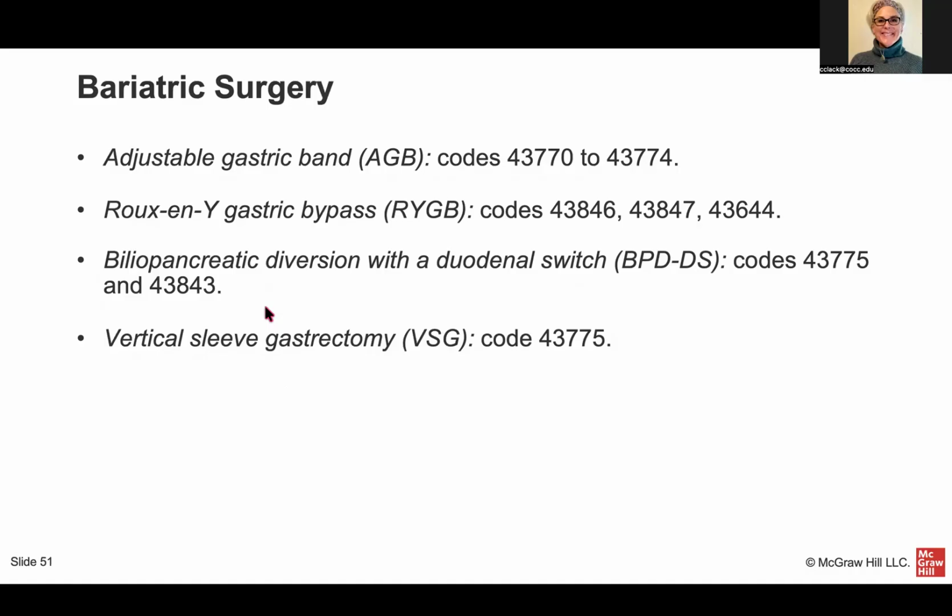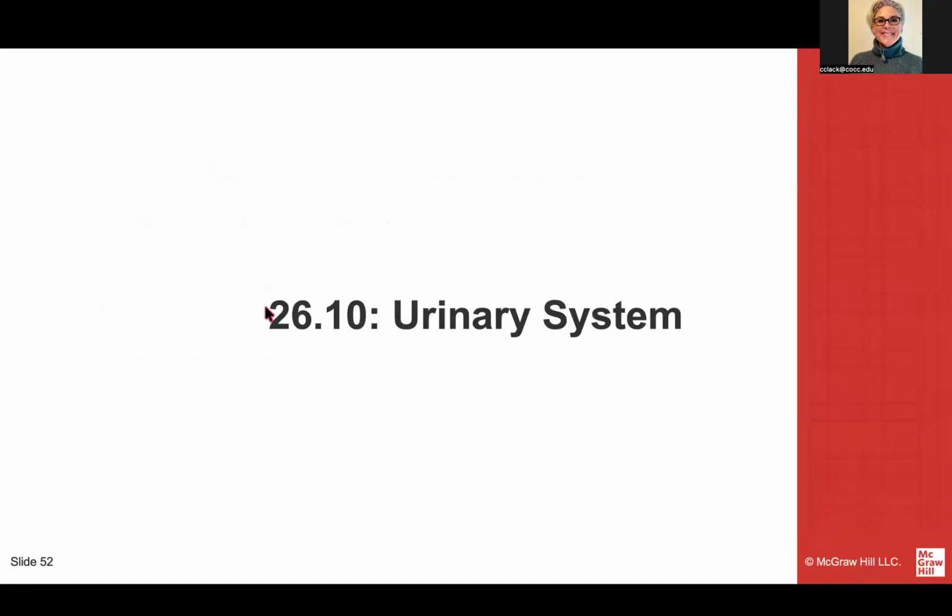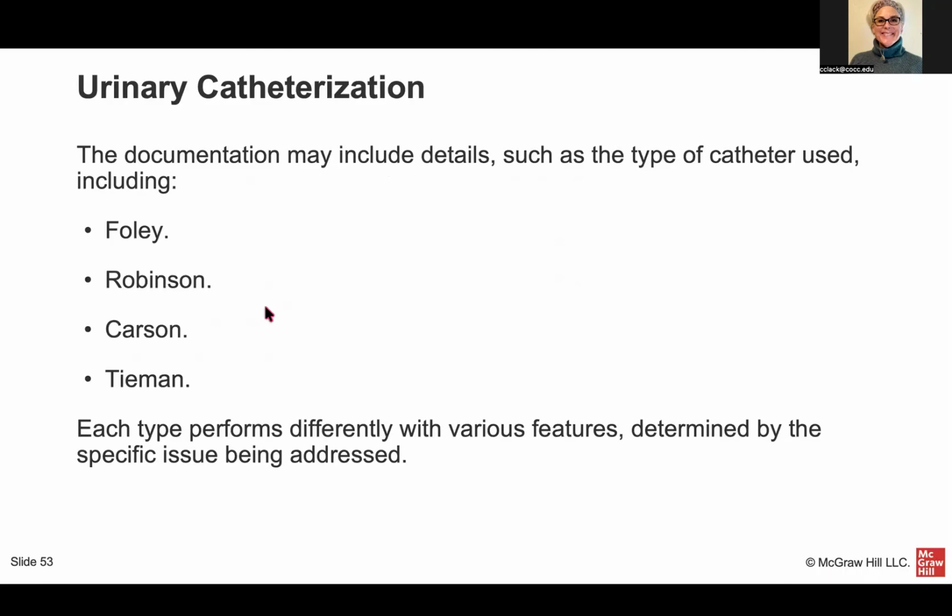Now, the coding also includes laparoscopic versus open. The approach matters for code selection across all of these. Let's move on to the urinary system, and that includes the kidneys down to the urethra, and there's a whole variety of complexity. Urinary catheterization is inserting a catheter into the bladder and is documented in various ways.